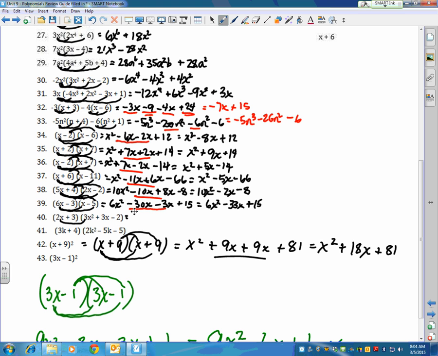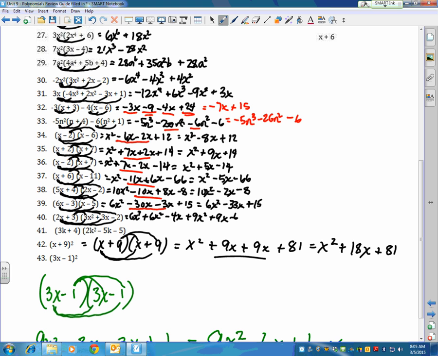Okay, so we have 2x times 3x squared. That gives us 6x to the third. Then we have 2x times 3x, which is 6x squared. Then we have 2x times negative 2, giving us negative 4x. Okay, then we've got to do the 3 times everything. 3 times 3x squared will give us 9x squared. Then we have 3 times 3x, which is 9x. And we have 3 times negative 2, which is negative 6.